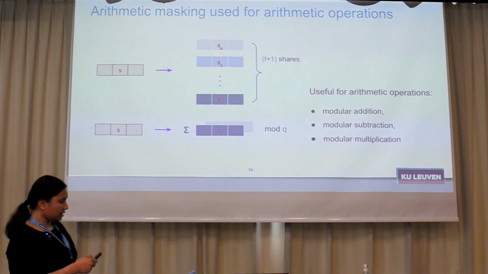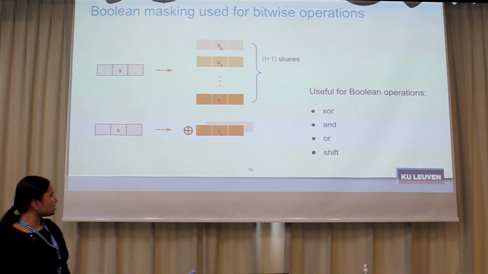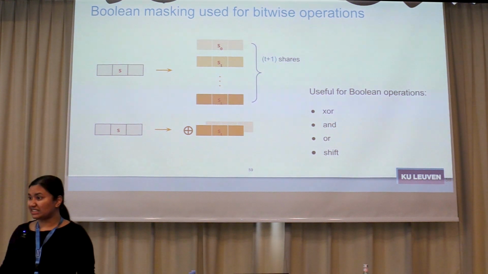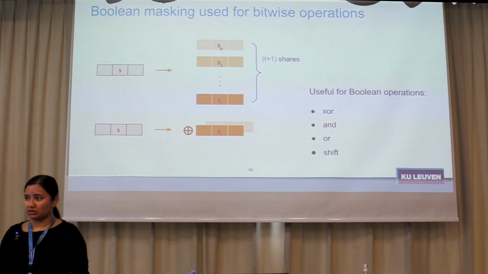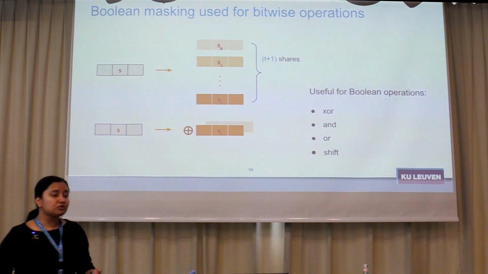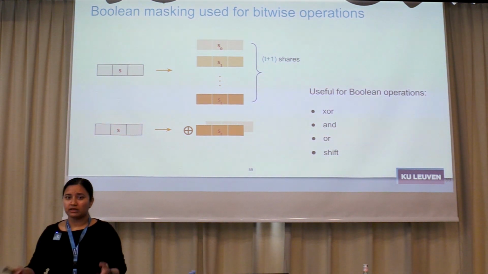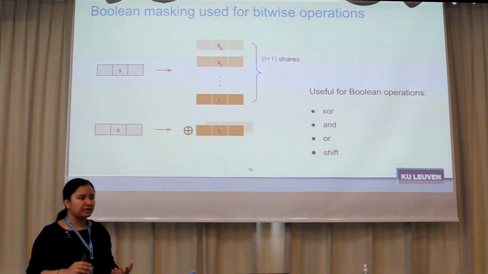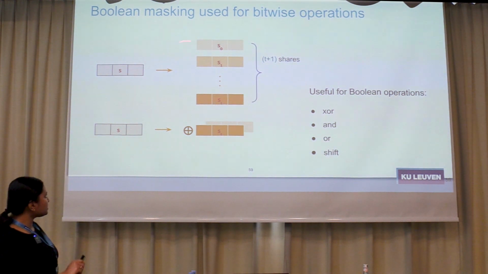And we need Boolean operations. We have a lot of Boolean operations because we use SHA-3, which is based wholly on Boolean operations. And we also have some other operations that are Boolean, if it is a bitwise kind of operation. So if we have this kind of masking, those become easier.